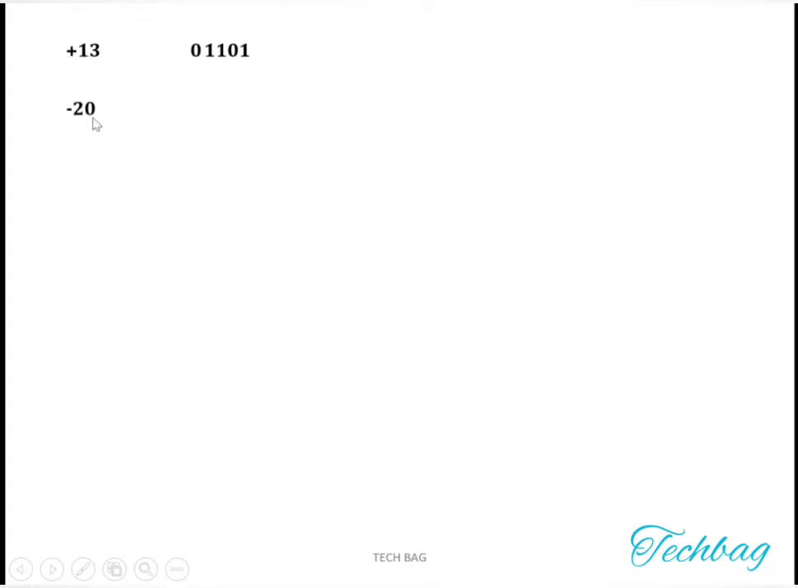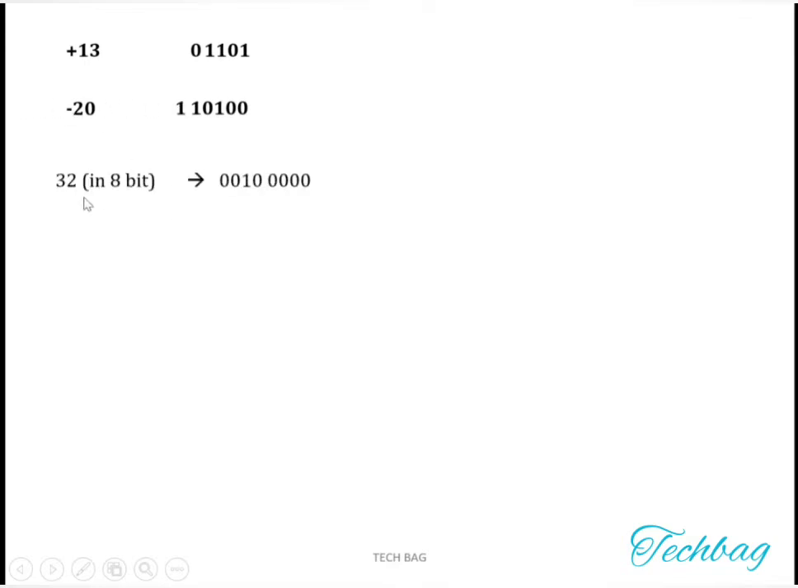So next one is minus 20. First write the binary equivalent of this 20. Binary equivalent of 20 is 10100. Here it is a negative number. For a negative number, the most significant bit is 1. So you have to add 1 with this. So this is the sign magnitude representation of minus 20.